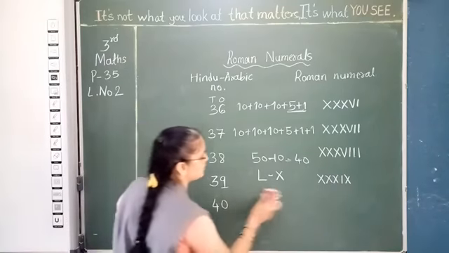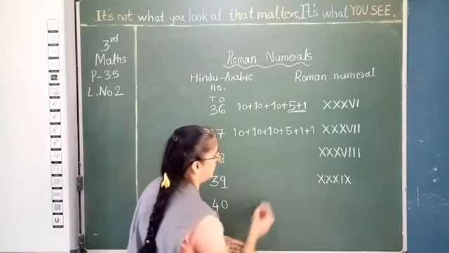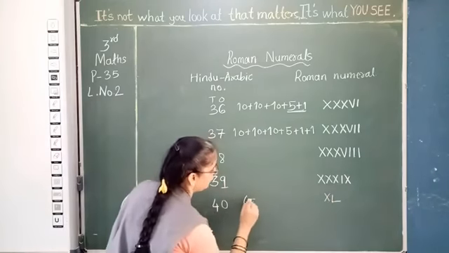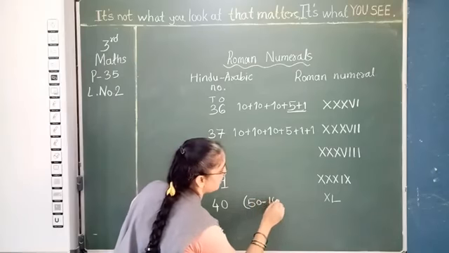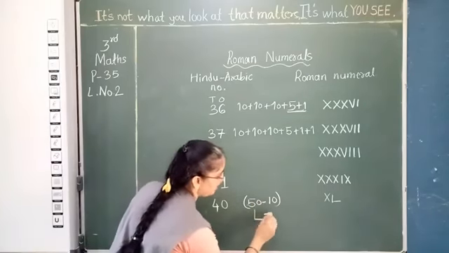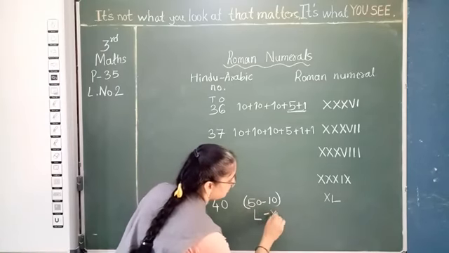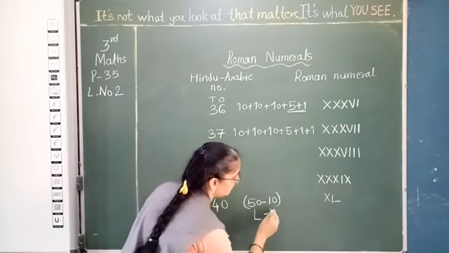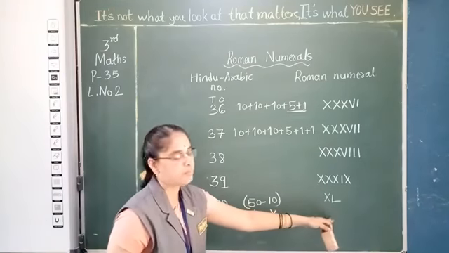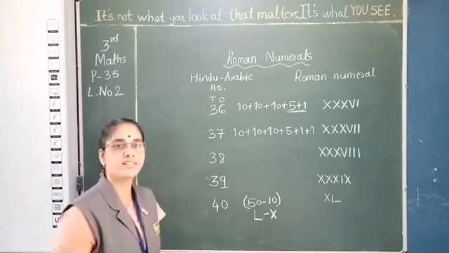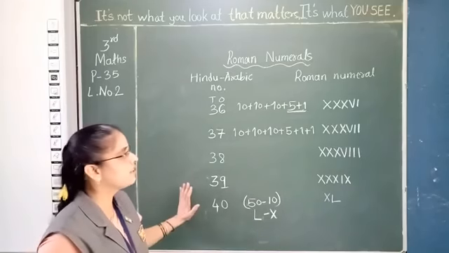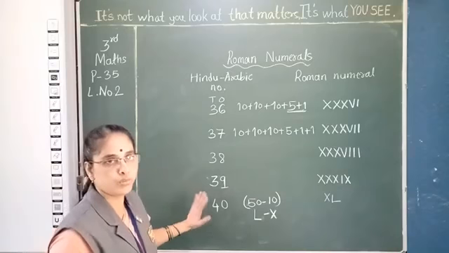So students, see, how do we get XL? That is 50 minus 10. For 50 we use the L symbol, and for 10 the X symbol. As we are doing the subtraction, we represent the number as XL. So here we have completed the Roman numerals up to 40.